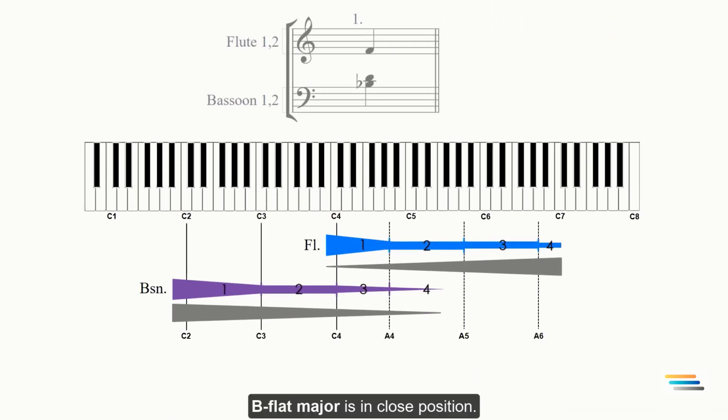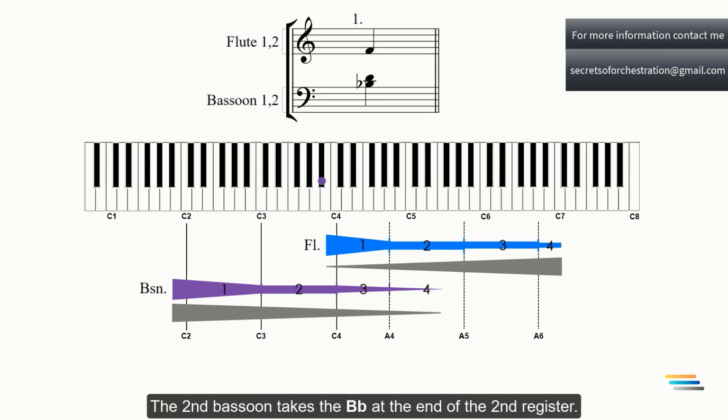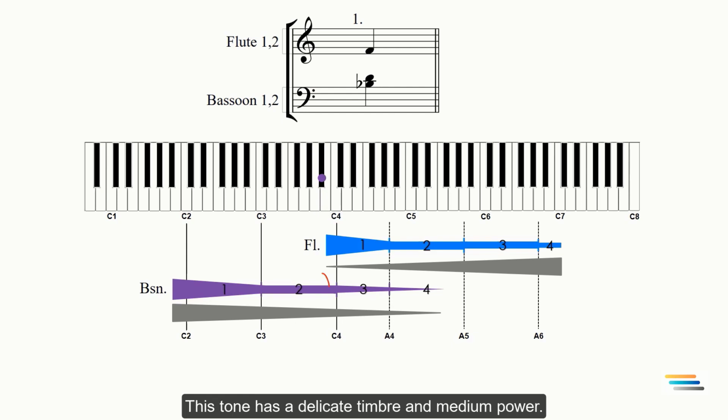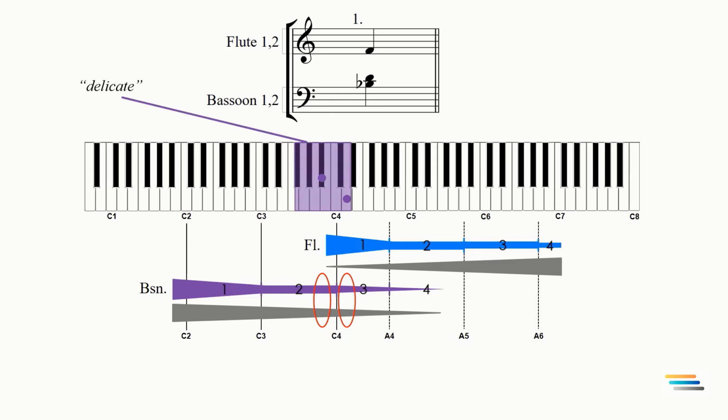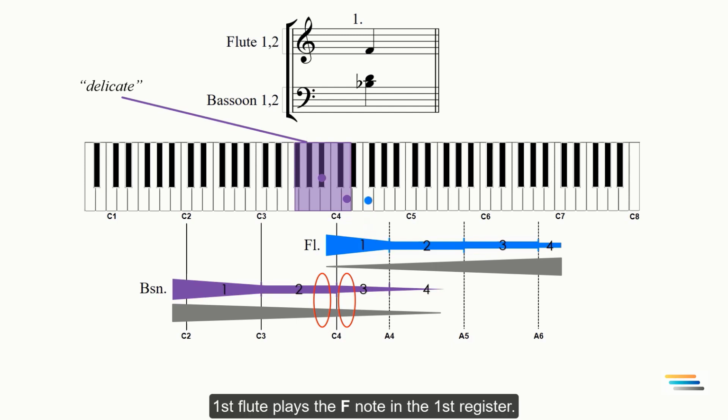B flat major is in close position. The second bassoon takes the B flat at the end of the second register. This tone has a delicate timbre and medium power. The first bassoon plays the D note at the beginning of the third register. This tone also has a delicate timbre and weak power. First flute plays the F note in the first register. This is thick and soft sound.